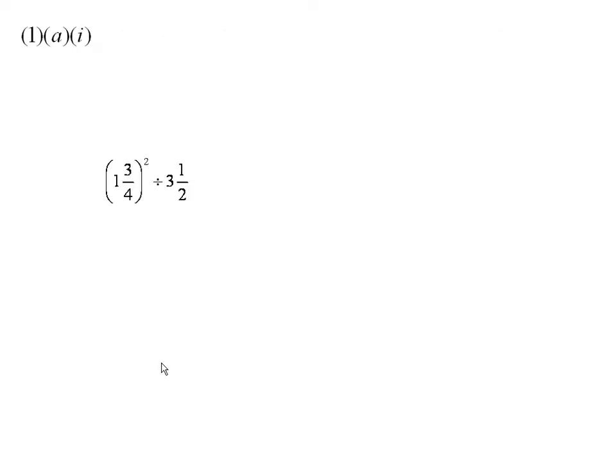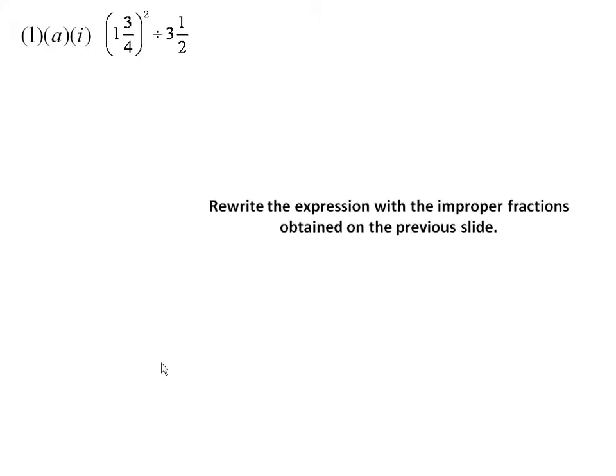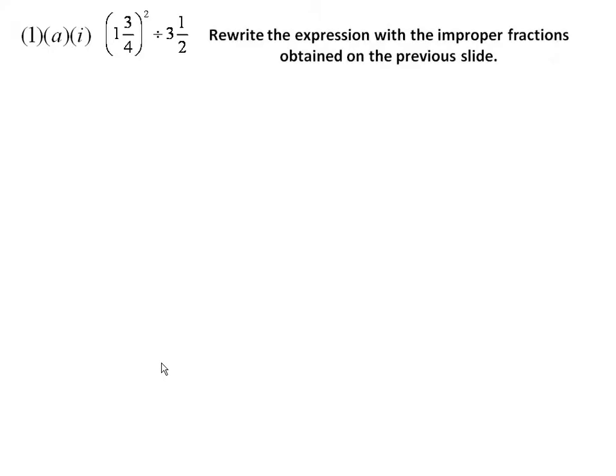So let us go straight ahead. Rewriting the expression that we have, using the improper fractions that we obtained on the previous slide. So we have converted 1 3/4 to 7 over 4, and we have also converted 3 1/2 to 7 over 2.